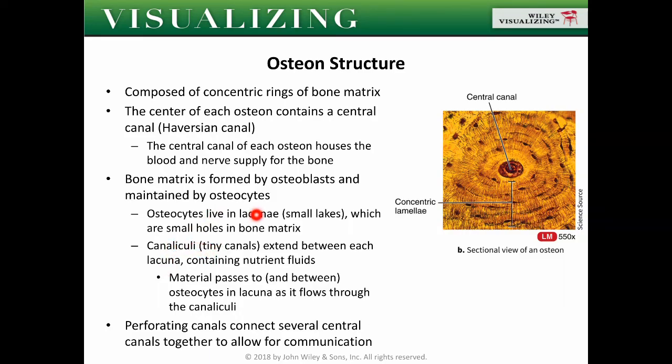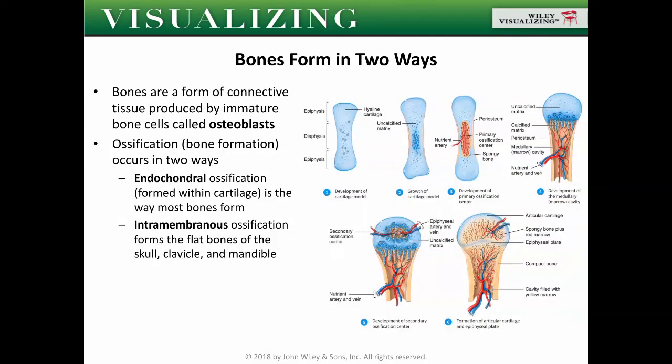The canaliculi, or the tiny canals, extend between each lacuna, and contain nutrient fluids. They are the ones that supply nutrients and oxygen to the osteocytes in each lacuna. Materials pass to and between osteocytes in the lacunae, flowing through the canaliculi, because remember, these are dense and compact. So you need the canaliculi for the different osteocytes to receive their supply of nutrients. Perforating canals connect several central canals together to allow for communication.